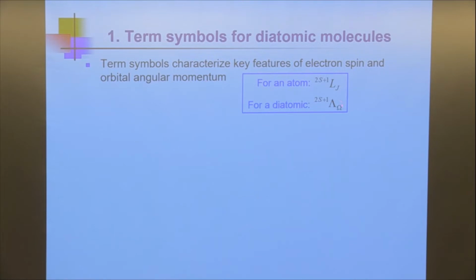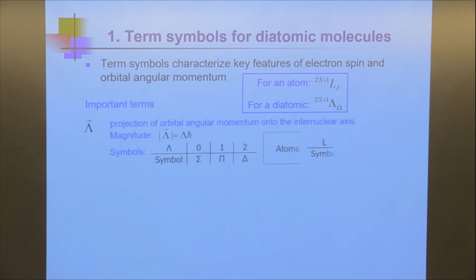Now we go to diatomic, it's kind of similar. Instead of L, we now use lambda. Instead of J, we may have an omega. Spin is the same. So we're introducing you to this notation. And the simple interpretation, so L is quantized 0, 1, 2, and that's labeled with S, P, D. So you go from the symbol S, which means that L is 0.